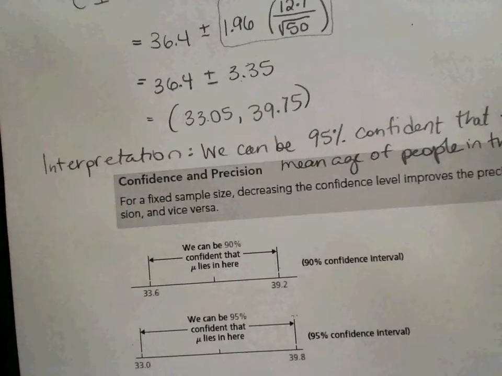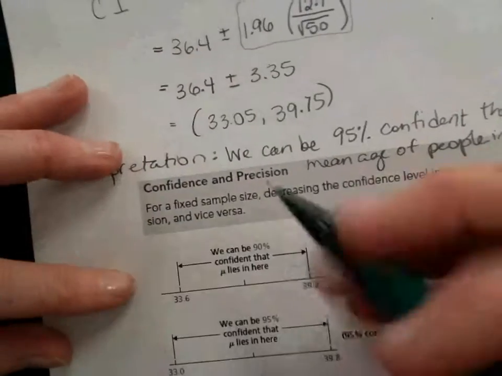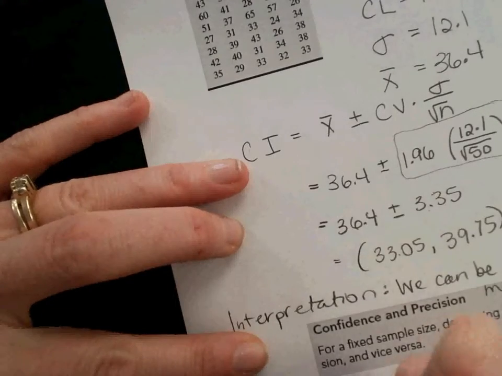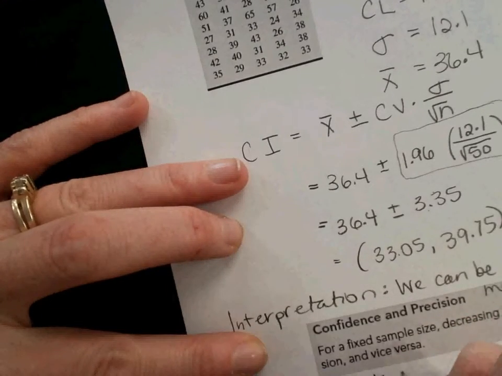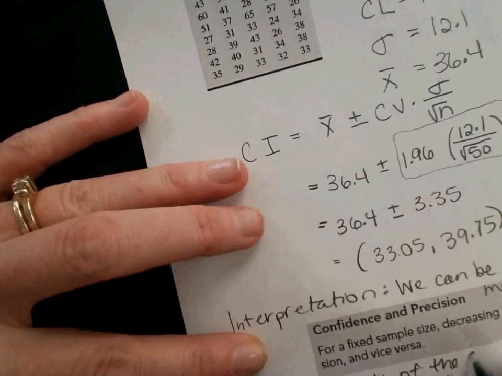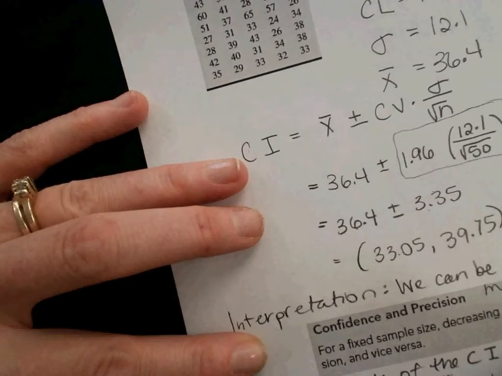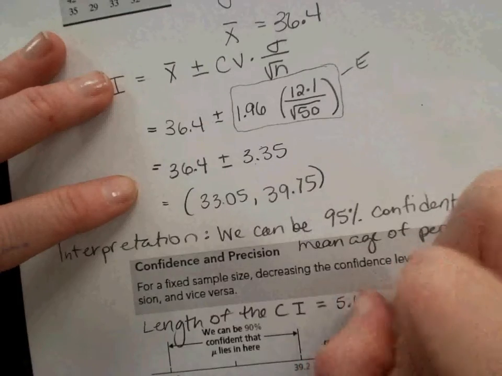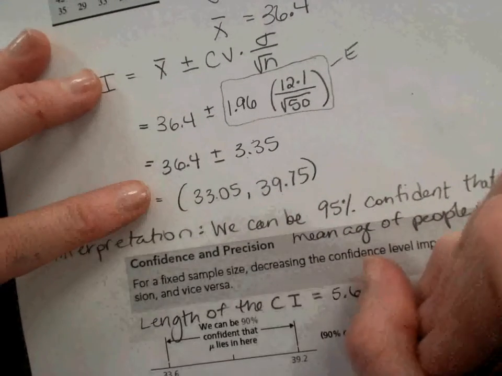So let's go ahead and calculate the lengths of these. Just subtract 39.2 minus 33.6. Alyssa? 5.6. Good.